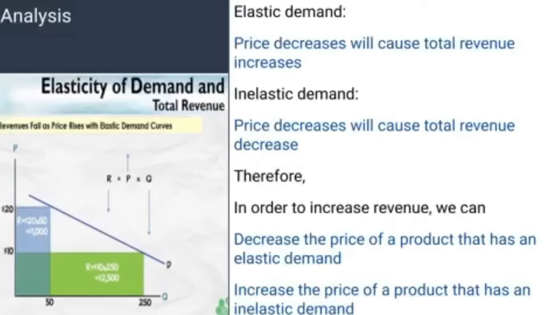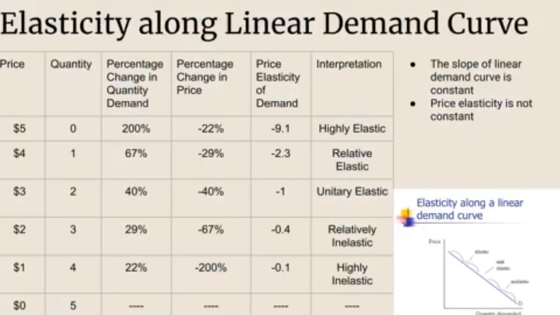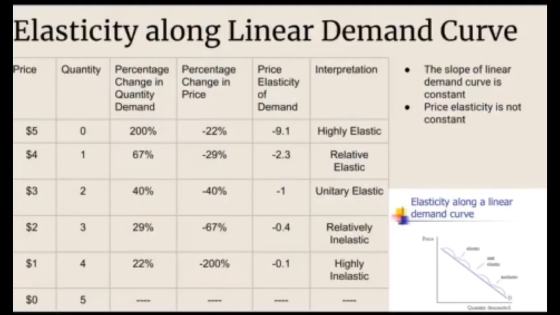This part is about elasticity along a linear demand curve. The slope of a linear demand curve is constant. We can pick two prices: $5 when the quantity is 0, and $4 when the quantity is 1. We can use the slope formula, and we get a slope of -1. As we keep calculating, the slope is always -1, which is constant.